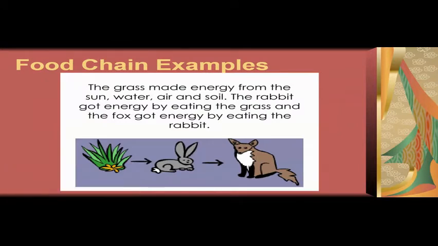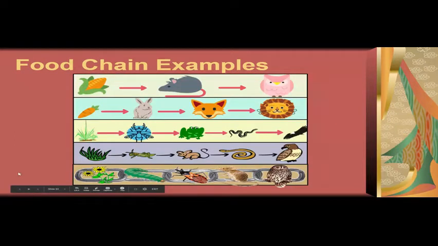The grass made energy from the sun, water, air, and soil. And in this example, the rabbit got energy by eating the grass, and the fox got energy by eating the rabbit. Here are some other examples of food chains.